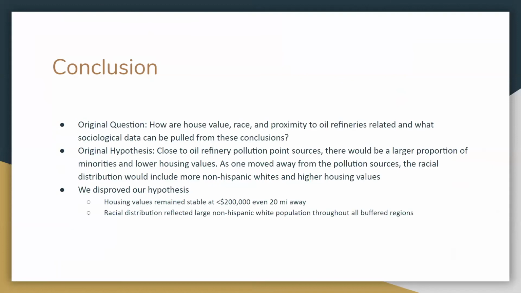In conclusion, we asked the original question: how are house value, race, and proximity to oil refineries related, and what sociological data can be pulled from these conclusions? So originally, we thought that the closer you were to an oil refinery, there would be a larger proportion of minorities and lower housing values, and that would change as you moved away from these sources. However, we found that that was completely wrong. Housing values remained stable under $200,000, even 20 miles away. There was insignificant change. And racial distribution reflected a large non-Hispanic white population throughout all buffered regions.